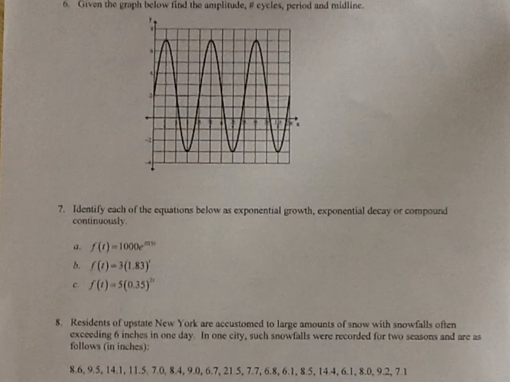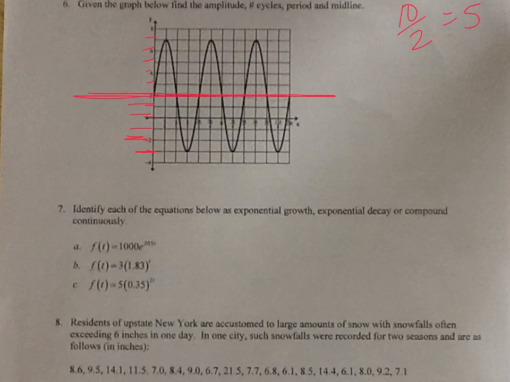So count the number of boxes you have. Starting from the min, you have 1, 2, 3, 4, 5, 6, 7, 8, 9, 10. So that's 10 units up and down. 10 divided by 2 would be 5, so I need 5 up and 5 down. Let's count 5, starting at the min. 1, 2, 3, 4, 5. So here would be my midline, right here.